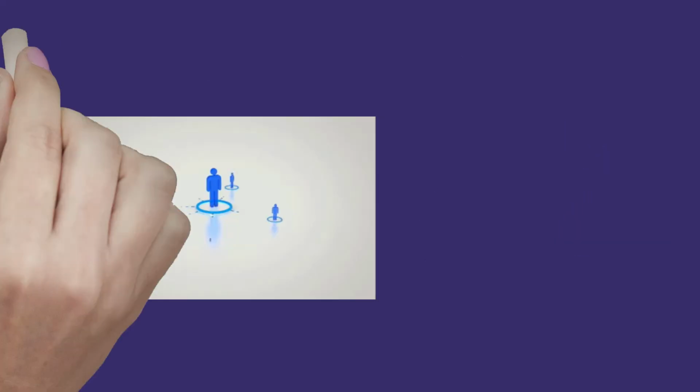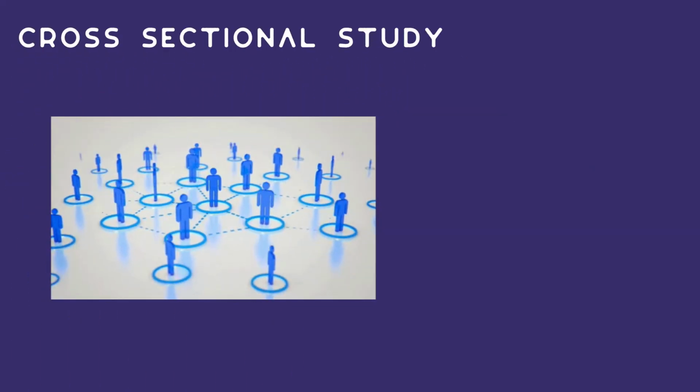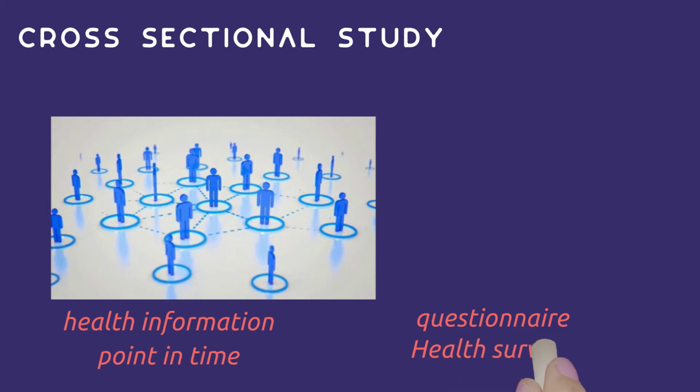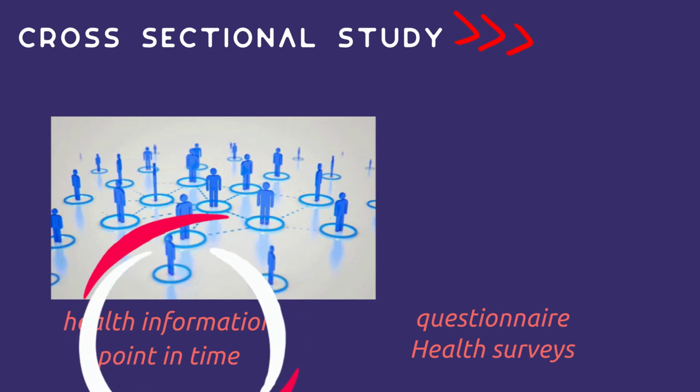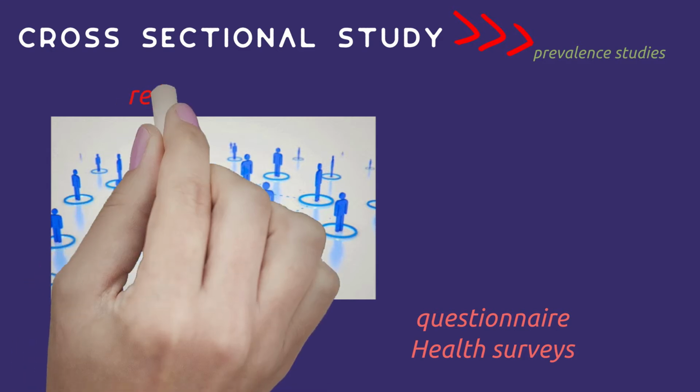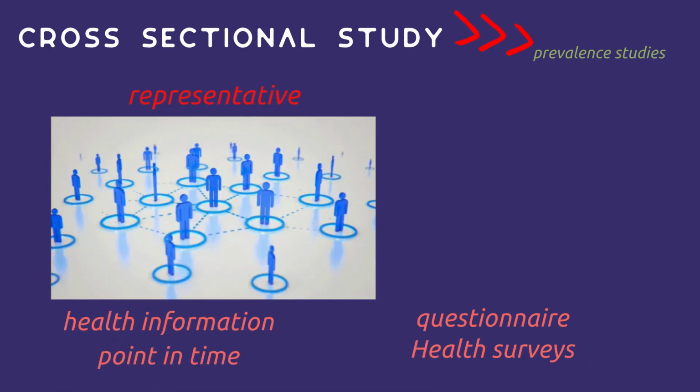HIV. A cross-sectional study takes a selected population and measures health information at a given point in time, giving a snapshot of their health. It usually involves asking participants a series of questions using a questionnaire. A health survey that collects health information about people in a population is an example of a cross-sectional study. Because these studies commonly measure how many people have a disease at a particular point of time, they are also called prevalence studies. It is important to make sure that the selected population is representative of the total population.